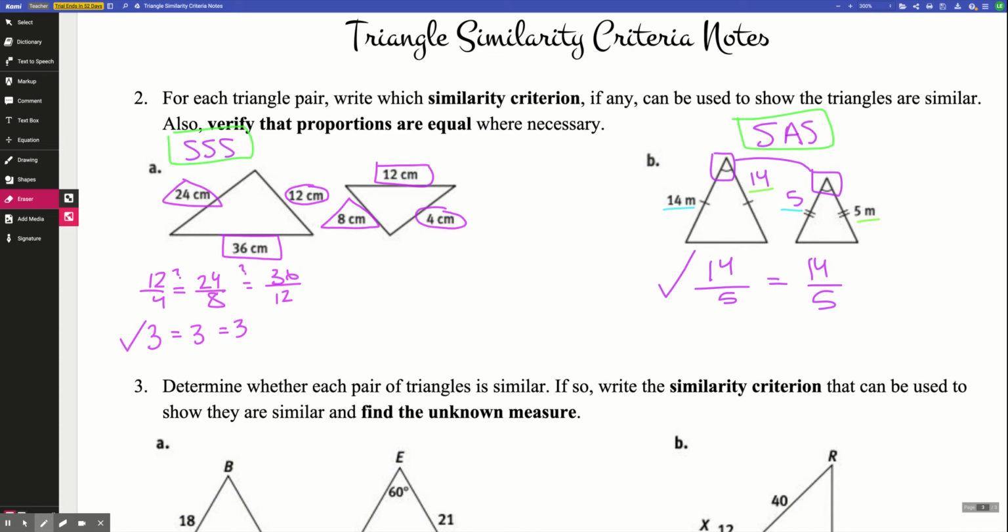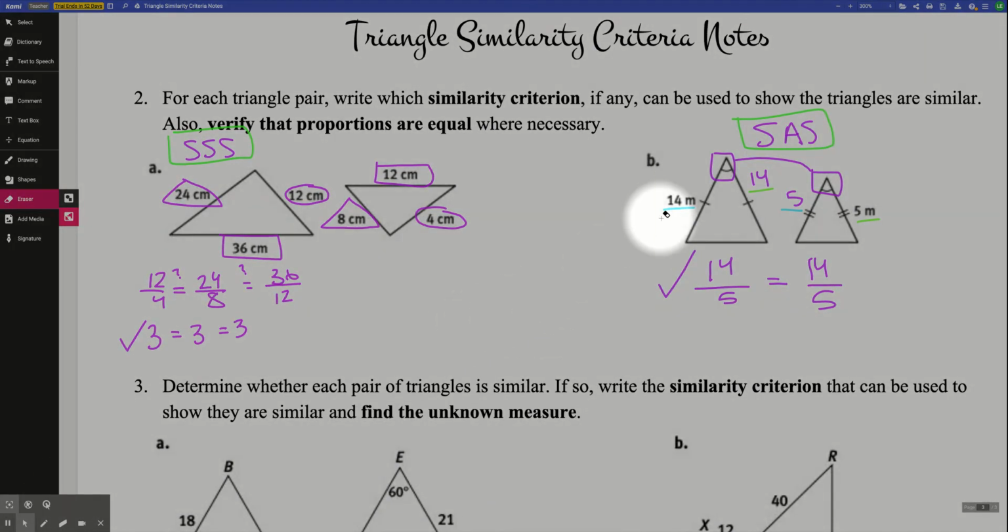Now, part B looked like SAS to me because I had some congruence marks on sides in the same triangle as well as one angle marked. So I had one angle marked, and then I needed to see if those sides were proportional. What I'm hoping that you noticed is that in each of these triangles, these sides had congruence markers on them. So if this side was 14, this one also had to be 14. If this one was 5, this also had to be 5 because they have the same congruence markings on there.